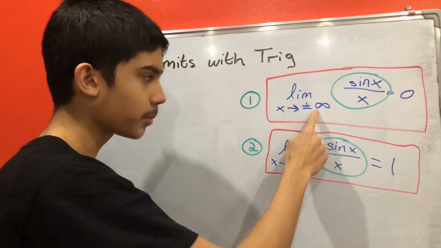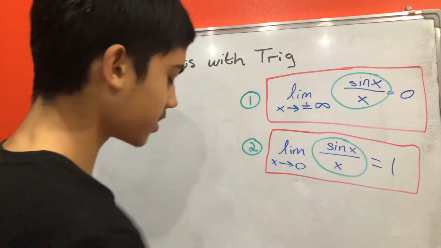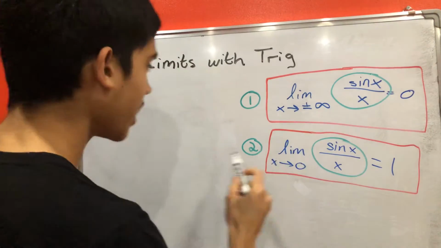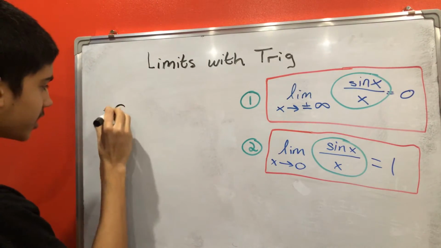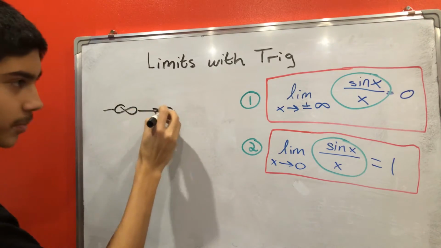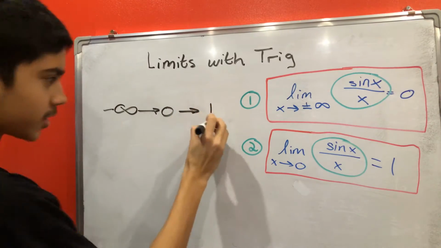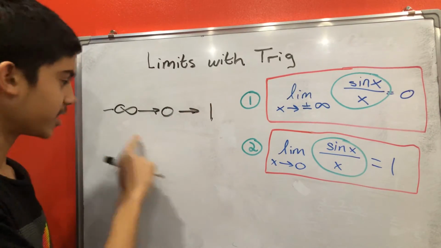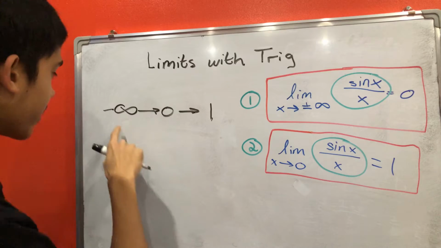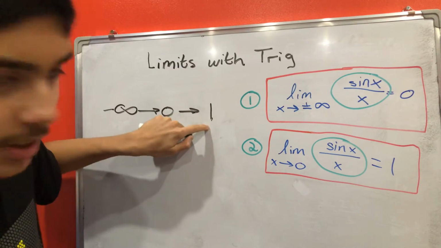And how do I remember these? This is basically the only thing you have to remember. I just remember negative infinity is the first one, and that goes to 0. And then 0 goes to 1. So what do you notice about this pattern? It's in descending order, right? Because negative infinity is the smallest, and then 0 is bigger and 1 is bigger.